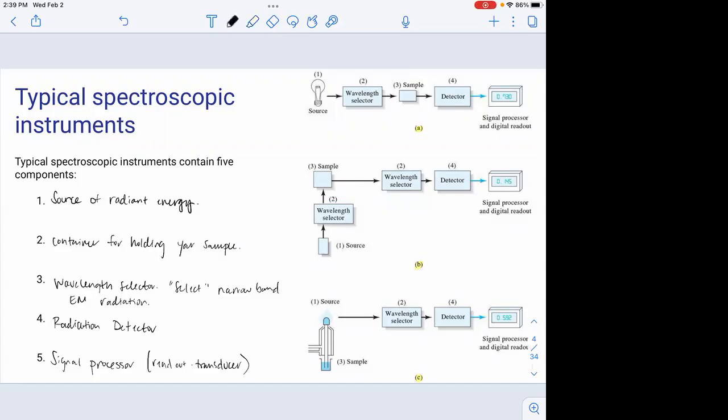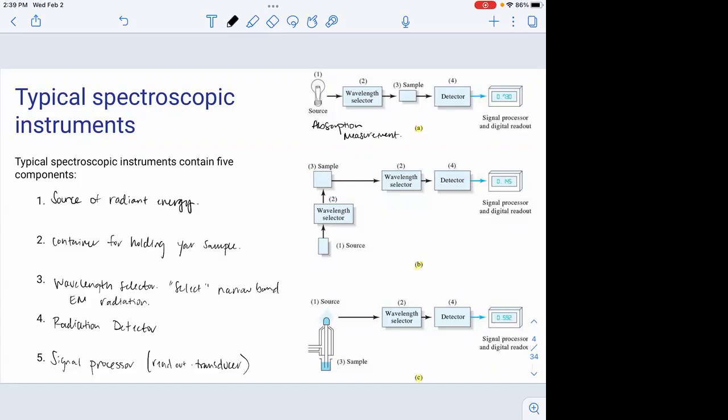Right, so hopefully you paused the video and did that thought experiment, and probably what you came up with is that panel A is an absorption measurement. That is what that instrument can do.